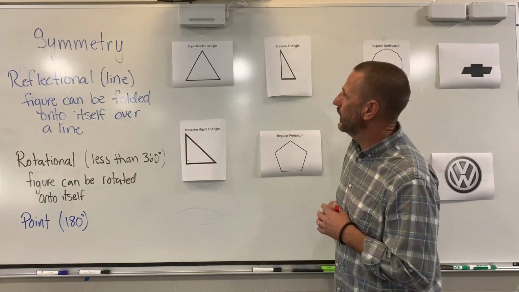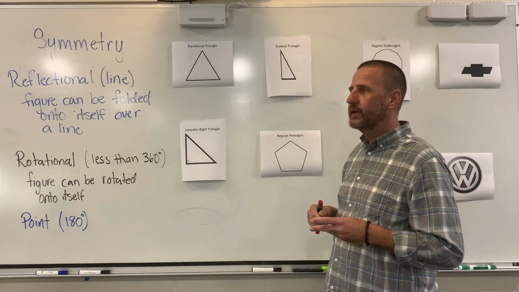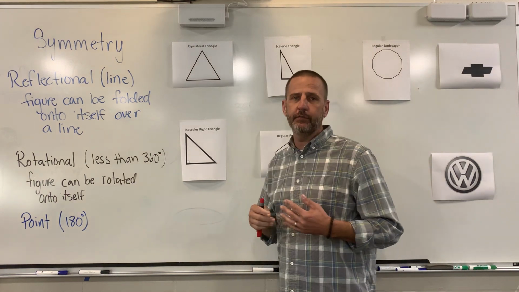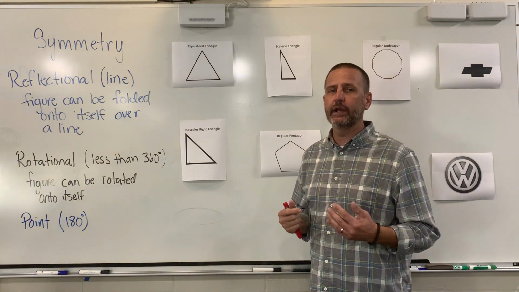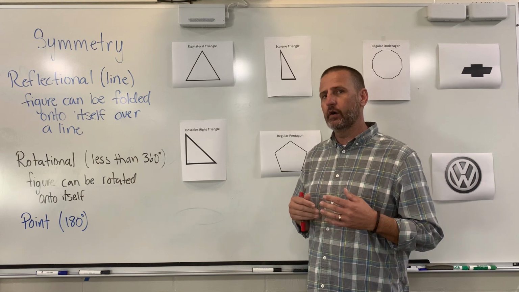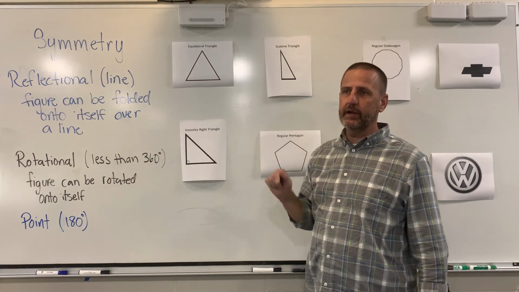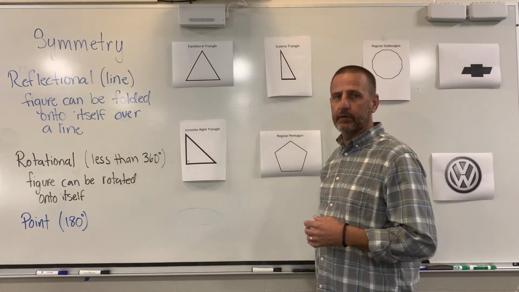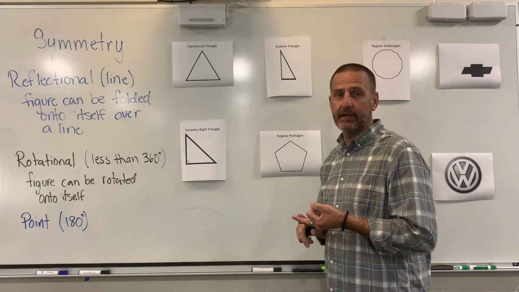So when I look at this equilateral triangle, one of the first things I'm going to look at to determine whether or not we have symmetry is I'm trying to look at the shape to find out if it's what you call regular. In geometry, when we say a figure is regular, that means that all the angles have the same measurement and all the sides have the same length. So when I look at an equilateral triangle, that is a triangle that has all three angles the same and all three sides the same.